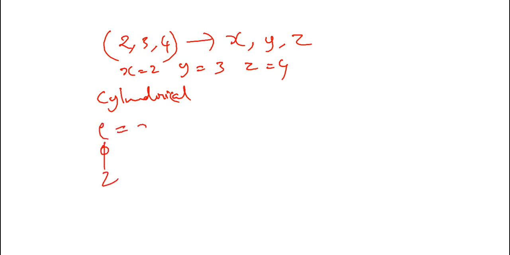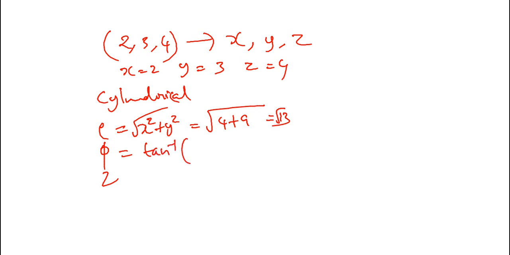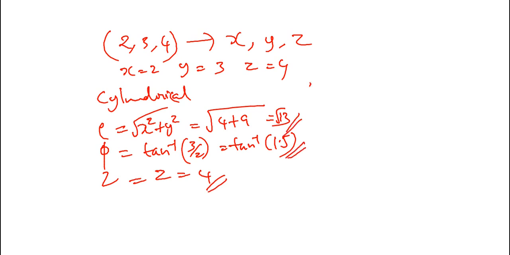I have rho, phi, and z. So what is rho? Rho is equal to the square root of x squared plus y squared, that will be root of 4 plus 9, root 13. And what about phi? Phi is equal to tan inverse of y by x. So tan inverse of 3 by 2, so tan inverse of 1.5. And z is nothing but 4. So this is how we convert the value from Cartesian to cylindrical.